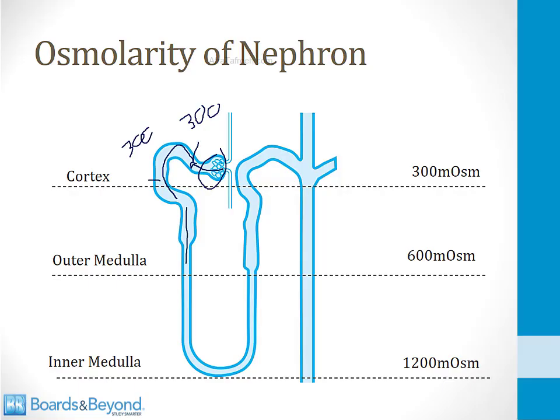Then that fluid starts to move down into the thin descending limb. And as it does this, water is being pulled out. And the reason water is being pulled out is because the osmolarity in the outer medulla and the inner medulla is very high. The osmolarity goes up to about 600 in the outer medulla and as high as 1200 in the inner medulla. This is a powerful force for drawing water out by osmosis. And what's going to happen is the fluid in this lumen, when it gets all the way down to the bottom, is also going to have an osmolarity of 1200. The tubular fluid is very concentrated because it's now in equilibrium with the concentrated fluid surrounding the loop of Henle in the inner medulla.